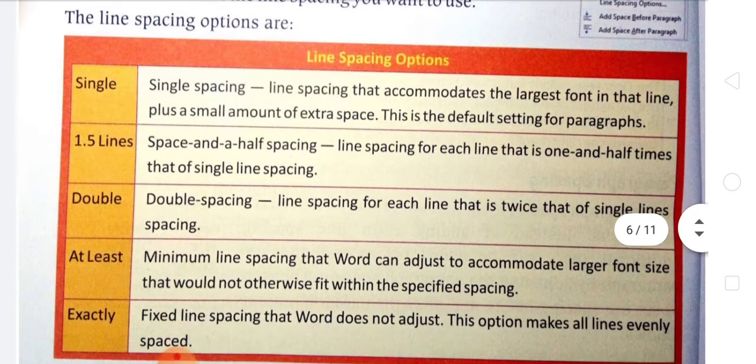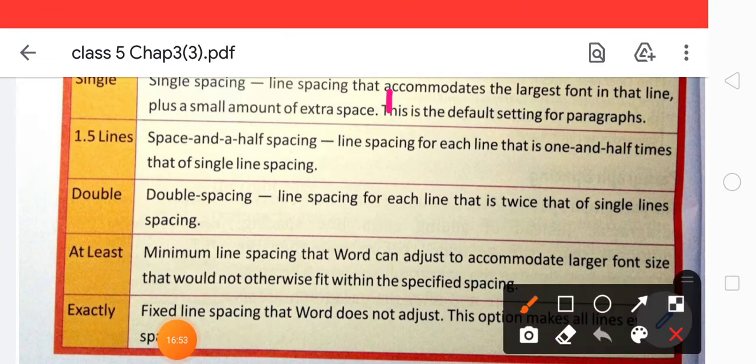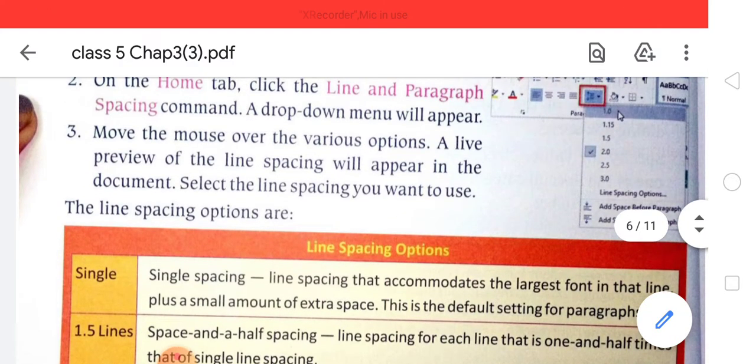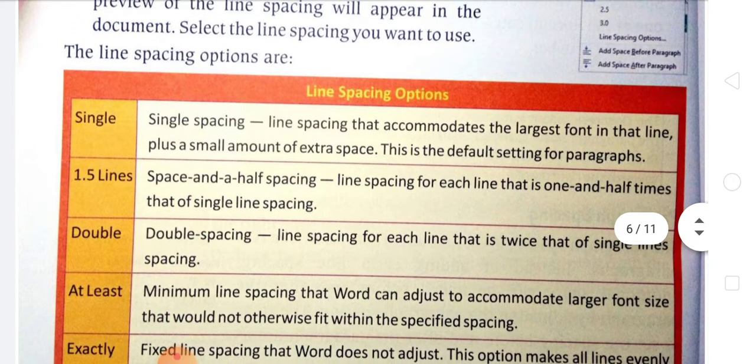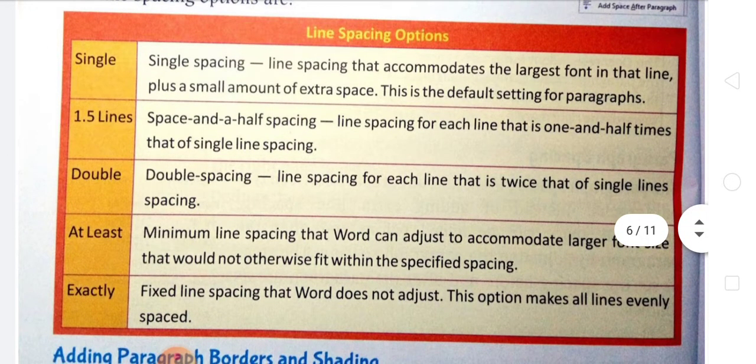Then here you see these are the 5 options of line spacing. The first one is single line spacing, that is 1.0. Then the second one is 1.15. Then 1.5 lines, or we can say one and a half spacing, so the line spacing for each line is 1.5 times that of single line spacing. Then double spacing, where the line spacing for each line is twice that of single line spacing.